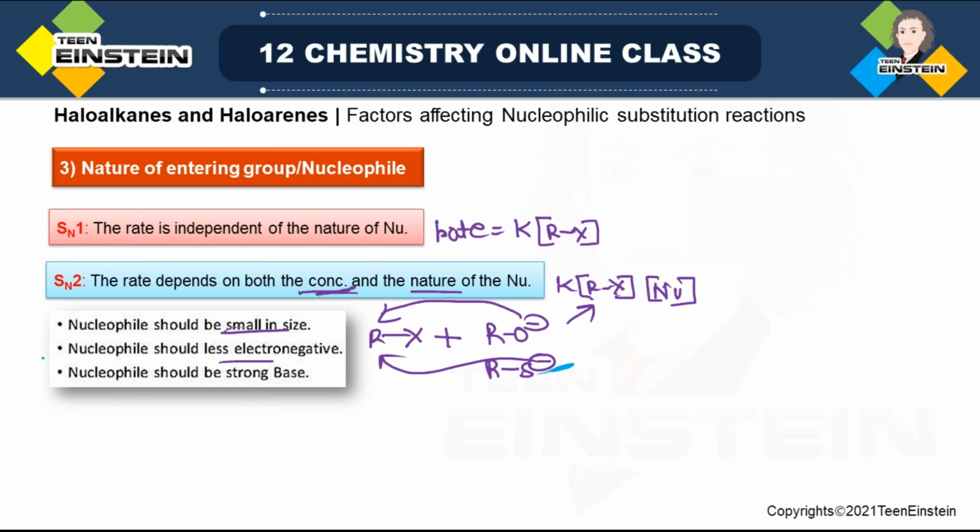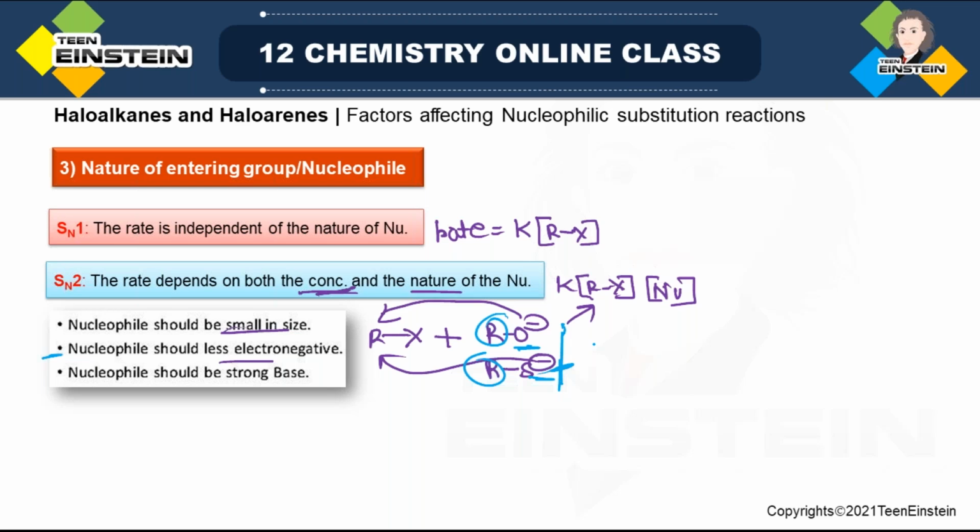So that is mentioned in the second point, that the nucleophile should be less electronegative. That is, the atom which is actually carrying the negative charge. We are not talking about the other part of the nucleophile. Just focus on the atom which is actually carrying the negative charge. It should not be very electronegative. So if we compare these two, obviously RS minus is a better nucleophile compared to RO minus.